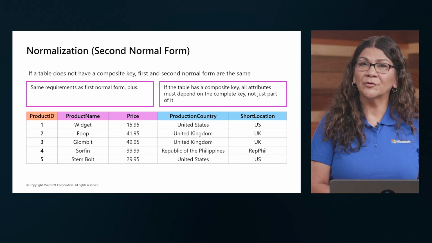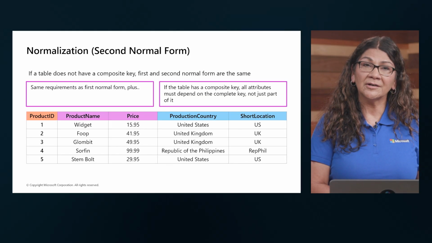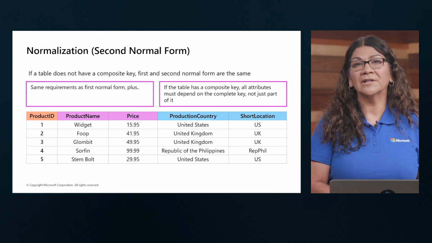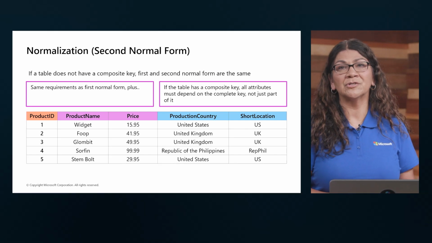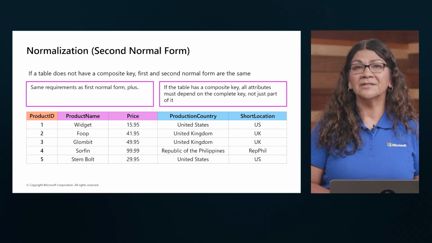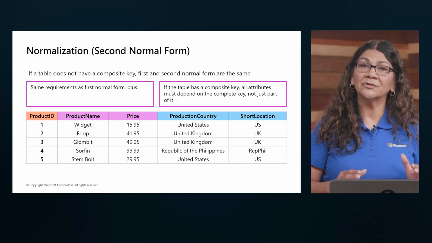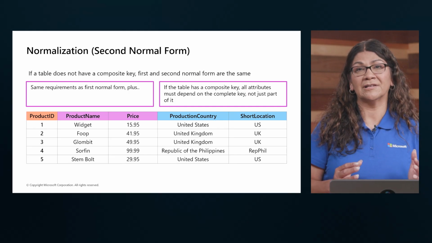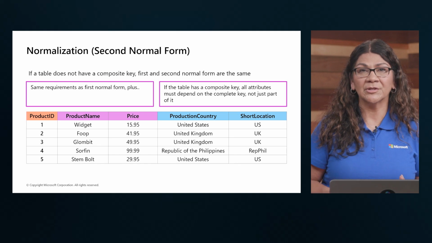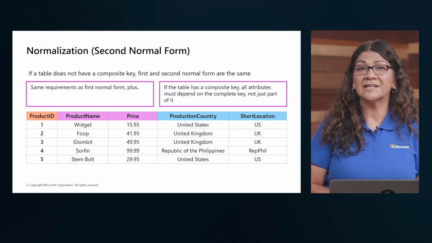The second normal form builds upon the first normal form by eliminating partial dependencies in tables with composite keys. In relational databases, second normal form ensures that all non-key attributes or fields depend on the entire composite key, not just part of it. This is crucial for maintaining ACID properties like atomicity, consistency, isolation, and durability by preventing update anomalies and preserving data integrity.